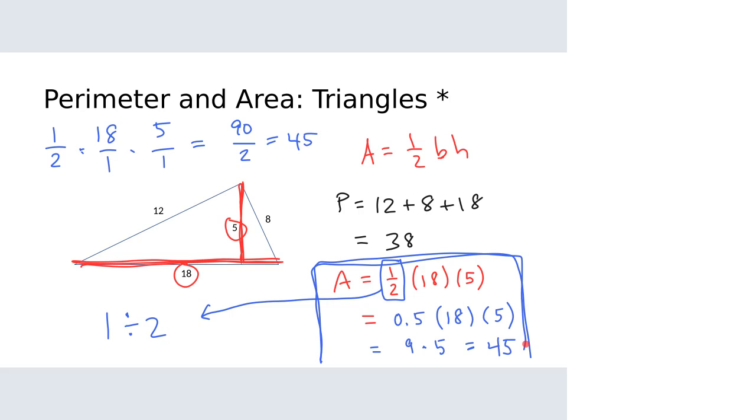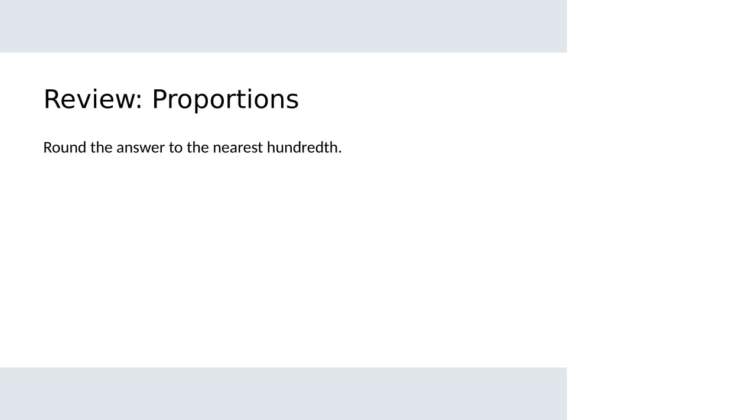Okay, we did properties and definitions. Now we've looked at perimeter and area. There are some other types of problems we can solve that involve triangles. Before that, I want to do a little bit of a review with you on proportions.